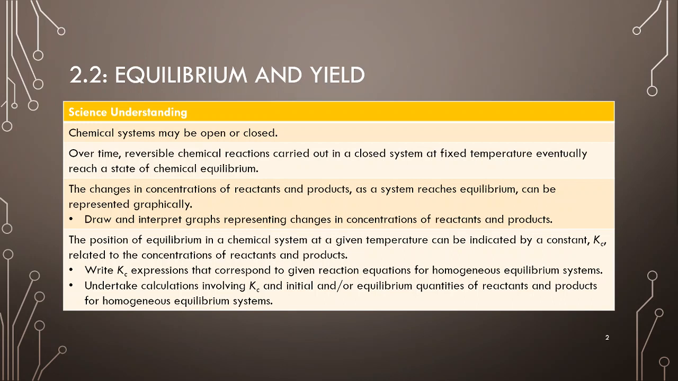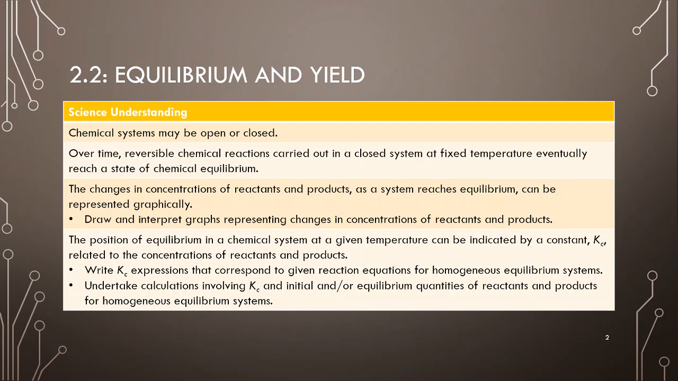Last box there, the position of equilibrium in a chemical system at a given temperature can be indicated by a constant Kc. Kc, it's called the equilibrium constant, related to the concentrations of reactants and products. So what you need to be able to do is to write Kc expressions that correspond to given reaction equations for homogeneous equilibrium systems, homogeneous ones.